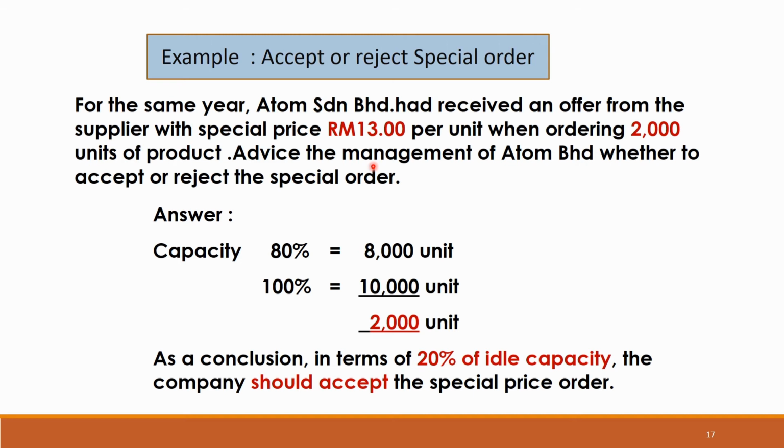So we have to calculate. The full capacity is 100% or 10,000 units, but the company only uses 80% or 8,000 units. So the company has 20% of idle capacity. So as a conclusion, in terms of the 20% idle capacity, the company should accept the special price order.